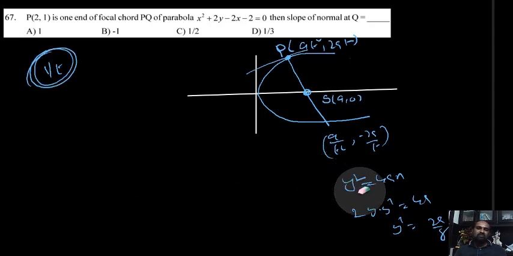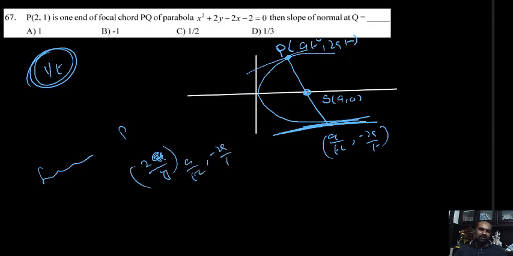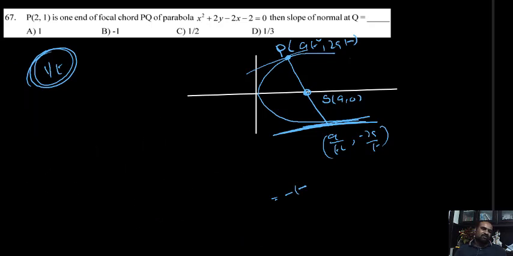Now I will prove that the slope of the normal at Q is also 1/t. I will show you, friends. First of all, I will find the slope of the tangent at Q. The slope of the curve is 2a/y, and the point is (a/t², -2a/t). Instead of y I write -2a/t, the a's cancel, and we get -t. So the slope of the tangent at Q is -t.